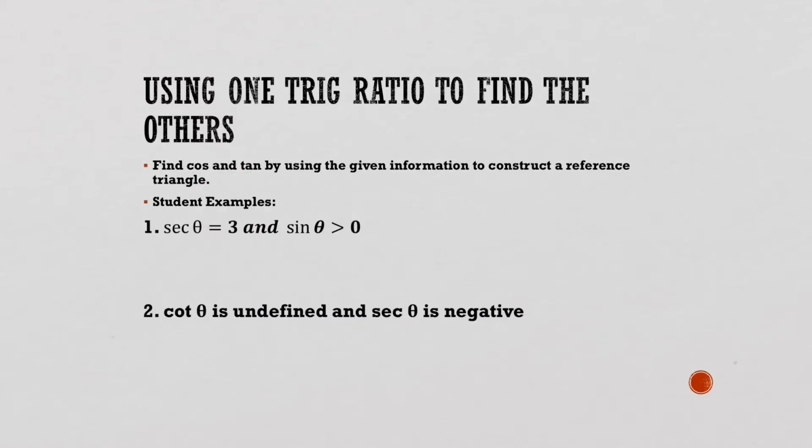Alright, here there are two student examples. We'll talk about the second one, and I will leave the first one to you. So the cotangent of theta is undefined. Remember, cotangent is sine theta over cosine theta. And it's undefined, which means that the cosine has to equal 0. So the sine can be anything, but cosine has to be 0. So I'm talking about one of my quadrants. Secant is also negative. Well, secant is 1 over cosine theta, and that has to be negative, which means that the cosine has to be negative.